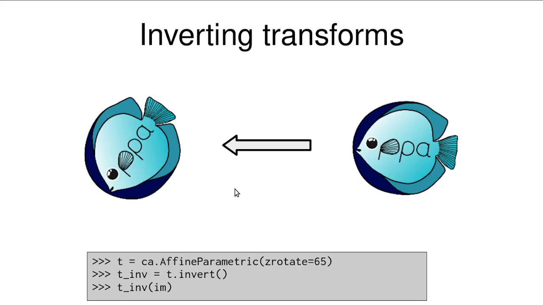We can also invert all of these transforms. If we take that rotation example, we make the transform as affine parametric, z rotate, and then the inverse transform is just t.invert. We can then call that inverse transform just like any other transform. So you can think of these transforms as objects that you can play around with and do things with.